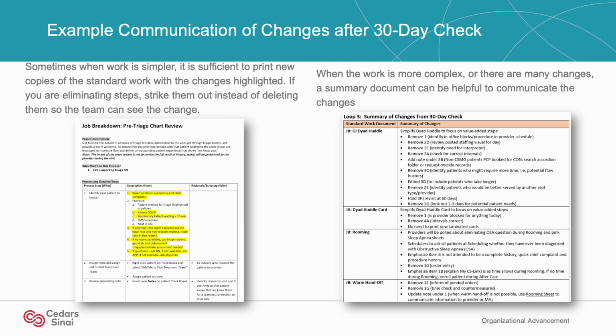Here are some examples of how you can communicate changes to the standard work coming out of the 30-day check. If the changes to a standard work are simple, printing the new standard work documents with the changes highlighted would be sufficient. And if you are eliminating steps, you can strike them out instead of deleting them so the team can see the changes. If the work is more complex or there are multiple changes, a summary document can be helpful to communicate the changes to the broader team.